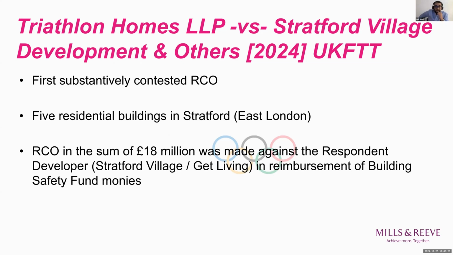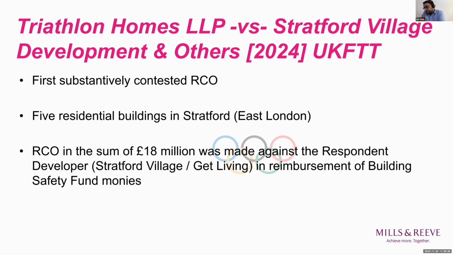Now, we can't discuss RCOs without talking about this decision, which was in the First-tier Tribunal. And it's the first, as we understand it, substantively contested decision on RCOs. It involved 5 residential buildings in Stratford. This relates to, hence this slide, the Olympic development in 2012. It feels like a long time ago now. An RCO was made in this case in the sum of 18 million, and it was made in relation to Stratford Village and Get Living.